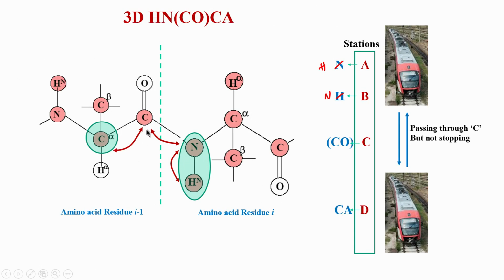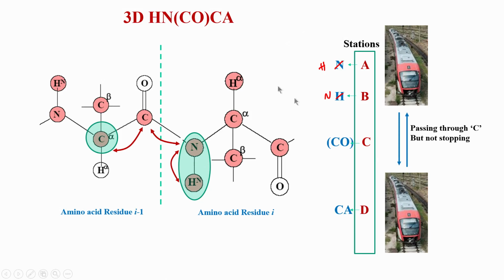Then while coming back again I will come here, but I will not do anything to this nucleus. I will just simply come back using INEPT, but I will not evolve this. So, when I do not evolve this chemical shift, I have no information of the chemical shift of this. Therefore, we put that in brackets.